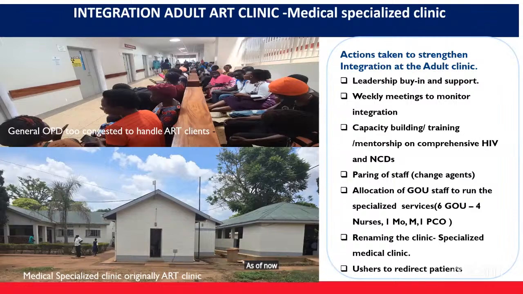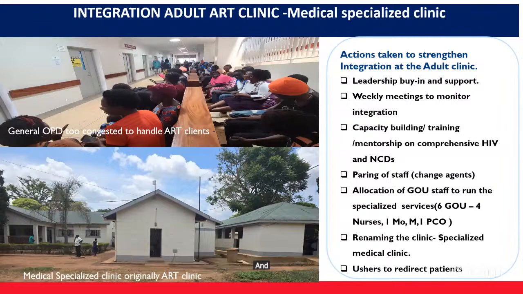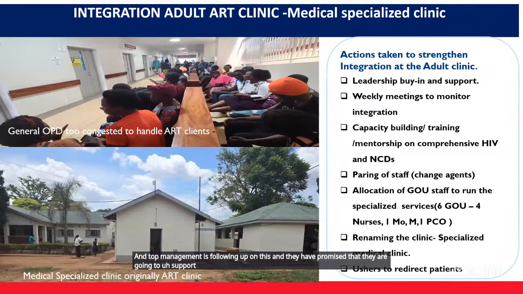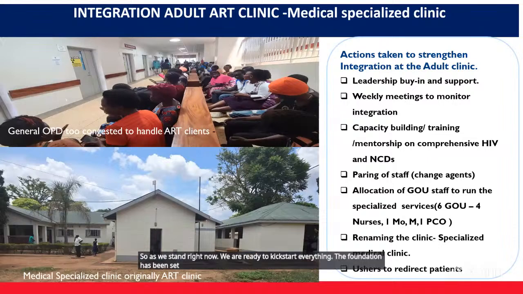All the systems have been set. For the service delivery component, there is one or two things that need a financial component, like an area that probably needs to be remodified to take care of resuscitation issues in case any arise in the clinic. Top management is following up on this, and they have promised that they are going to support along that line. So as we stand right now, we are ready to kickstart everything. The foundation has been set, human resource allocated and being trained and getting ongoing mentorship. The supply chain has been remodified. Human resources for health has been repurposed.